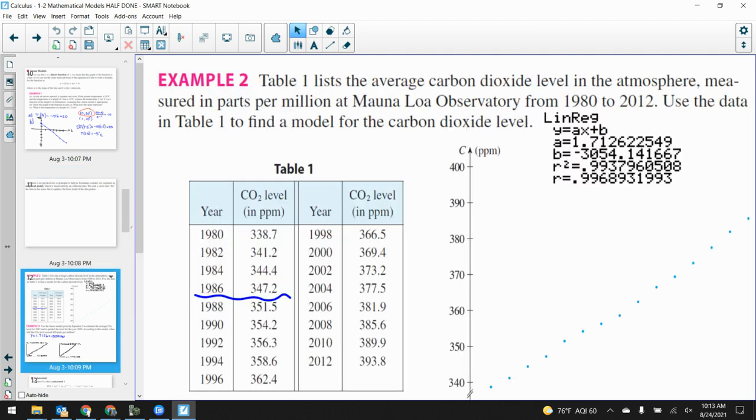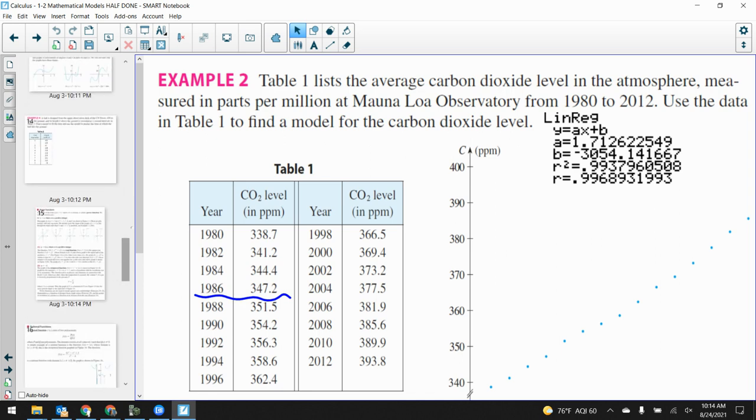And then we did a linear regression, right? That's your lin reg in your calculators. So we do a linear regression. But we could also have other types of regression as well.